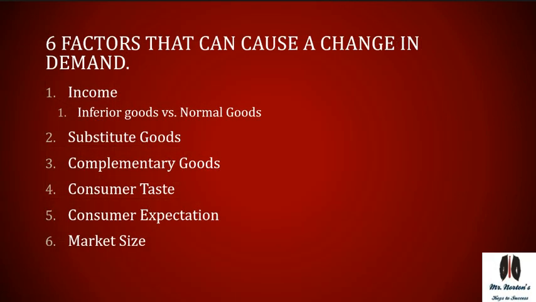Here are the 6 things that cause a change in demand. First of all is income. And there's actually going to be a little sub-lesson for that, because we have to talk about inferior goods and normal goods, since a change in income can cause a change in demand for both of them. So you have to be able to figure out exactly which way that's going to go. We've got substitute goods, complementary goods, consumer taste, consumer expectation, and market size. I'm going to go ahead and start getting through all these. I'll basically be going in order 1 through 6 for the rest of this.